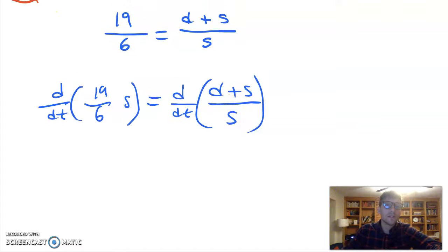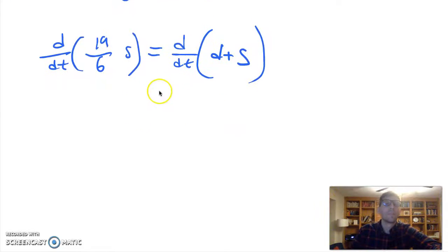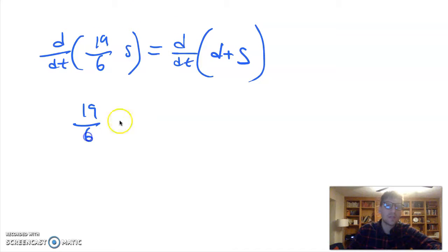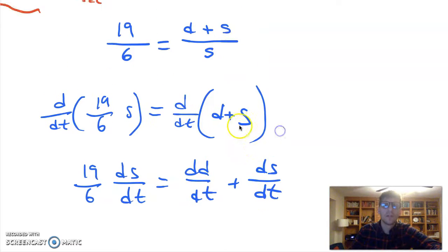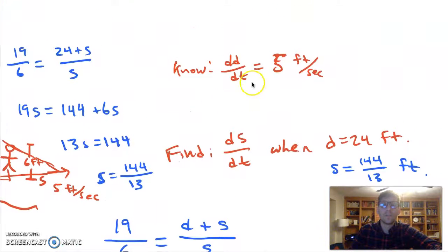Oh my gosh, silly. What did I do? I forgot to get rid of the S on this side. So this is just D plus S. My apologies. Okay, so this is just a constant, so I'll just get 19 over 6 ds dt equals dd dt plus ds dt, because for our sum I just take the derivative of each term.